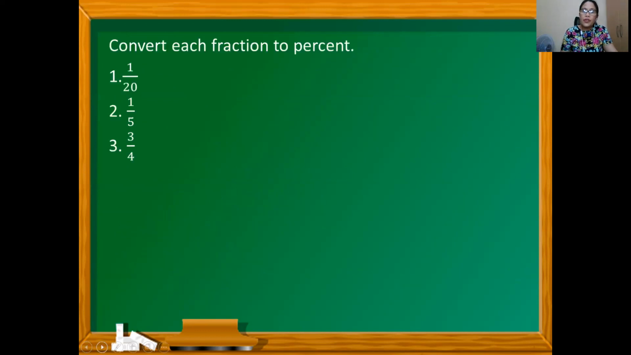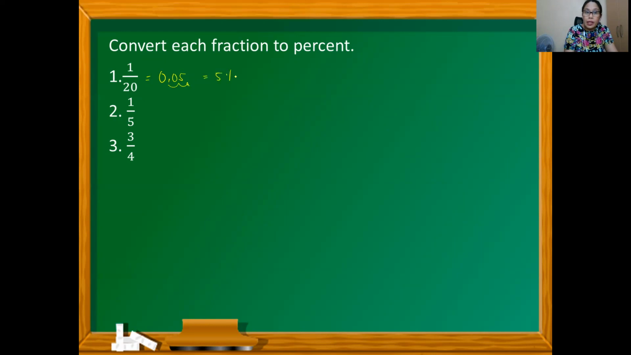Now, in converting each fraction to percent, we have to convert each fraction first to decimal and then convert to percent. As we convert each fraction to decimal, we just have to divide the numerator by the denominator. For example, here 1 divided by 20 is 0.05. So we know that converting decimal to percent will just require us to move 2 decimal places going to the right and then annex the percent symbol.